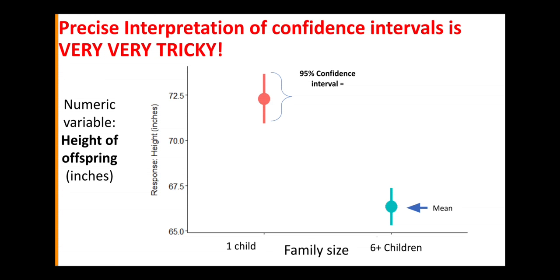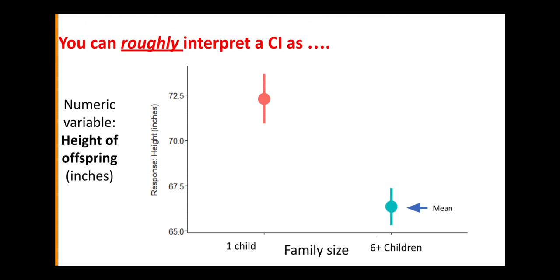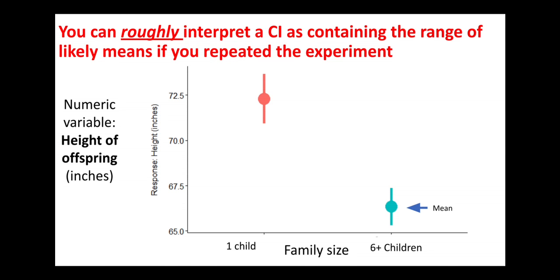Again, can't emphasize this enough. The precise interpretation of a confidence interval is very tricky. But if you can remember this following definition, this shouldn't lead you too far astray. You can roughly interpret a confidence interval as the range of values likely to contain all the means of repeated versions of the exact same experiment you just did. This is supposed to be the easy, rough definition, but it's still a little tricky, so I'll say that again.